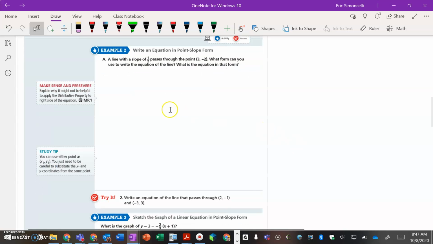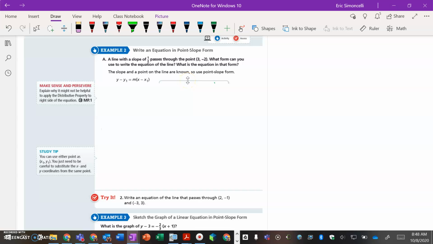Next, example 2. A line with a slope of a half passes through the point 3 comma negative 2. What form can you use to write the equation of the line? What is the equation in that form? So let's start off. The slope and a point on the line are of course known. So we're going to use point slope form.